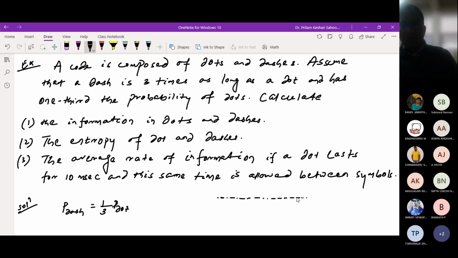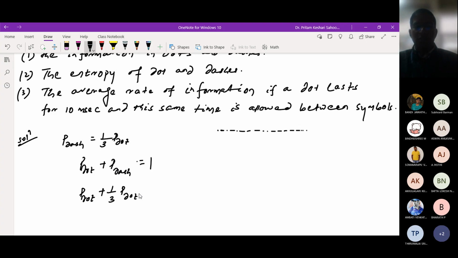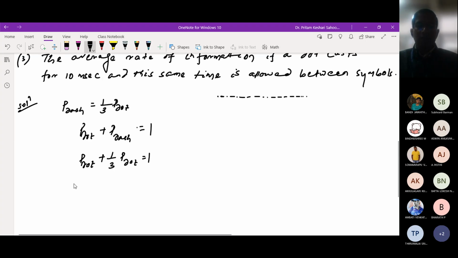Since the code is composed of only dot and dash, there is no other symbol present, only two different symbols. One is dot, another is dash. So that implies we can write the probability of dot plus the probability of dash, the sum of these two probabilities, is 1. So I can write p(dot) plus 1/3 of p(dot) equals 1. If you take p(dot) as common, it will be 1 plus 1/3, which is 4/3. So 4/3 times p(dot) is equal to 1. That implies p(dot) is equal to 3/4.